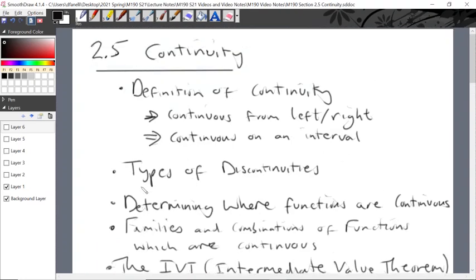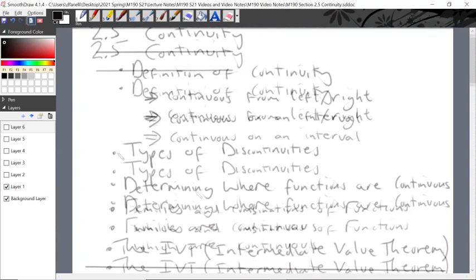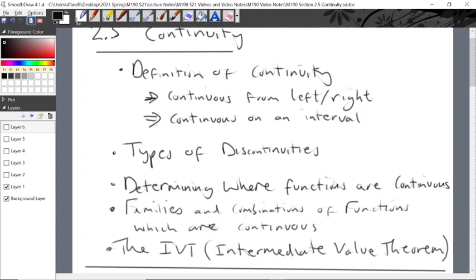Using the definition in order to determine where functions are in fact continuous, that is, on what intervals the functions are continuous. The families and combinations of functions which are continuous: many of the families of functions we discuss from algebra through till now in calculus are already continuous on their domains, and combinations of those functions will also be found to be continuous on the domains of the combinations. And finally, the intermediate value theorem, which is a theorem built off of the definition of continuity.